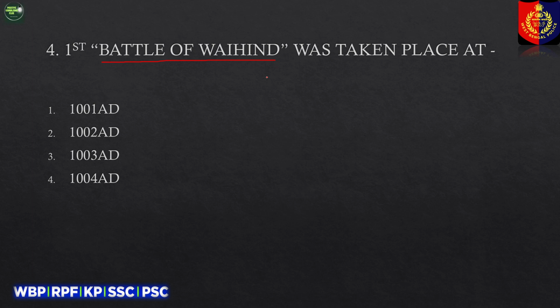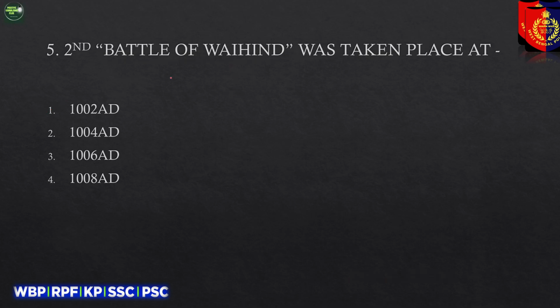So the right answer will be option 1, 1001 AD. So first battle of Vaihind is also known as first battle of Peshawar. Okay. Next question. Second battle of Vaihind was taken place at. So the right answer will be option 4, 1008 AD.